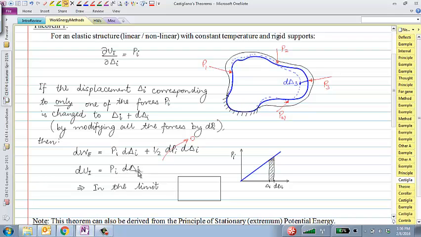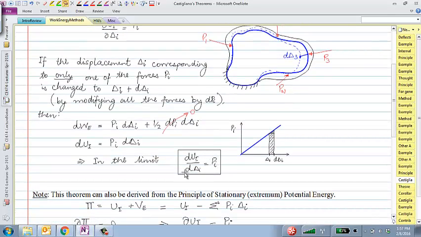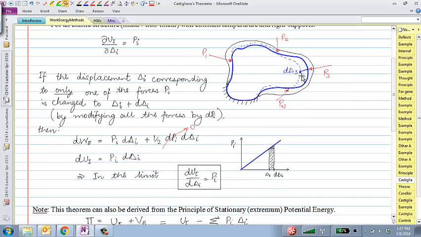And after this point, it's a simple shifting of d delta I to the other side and taking derivatives. So we get dUi over d delta I is equal to Pi. That's the first theorem. As I said, this theorem is helpful for us to find some reactions or some unknown internal forces. If there's an unknown internal force Pi, I can use this to find it. But usually it's very complicated. And if we are trying to find deflections, this doesn't really help us.